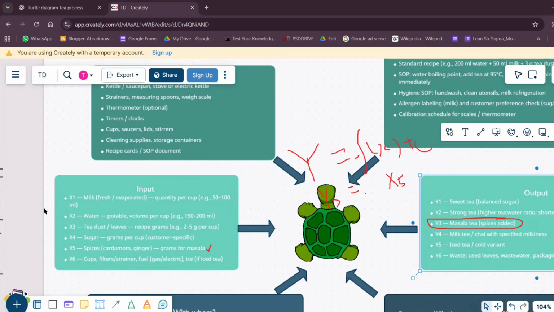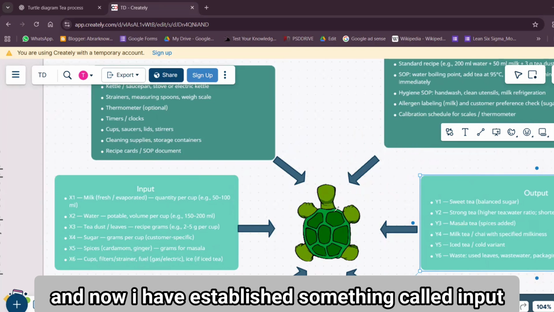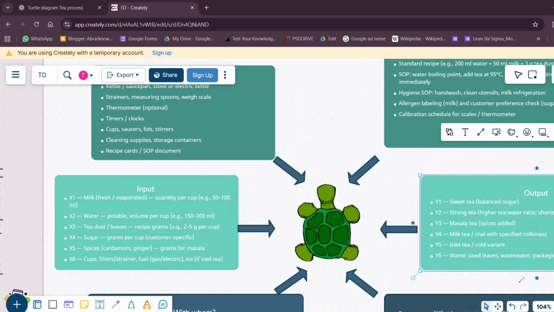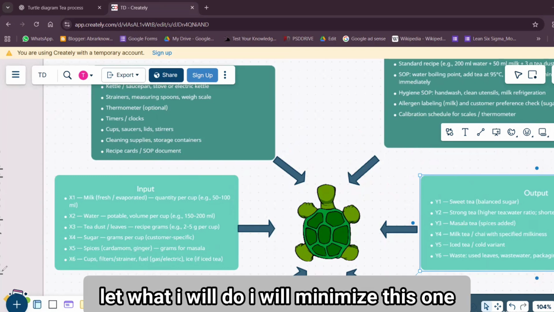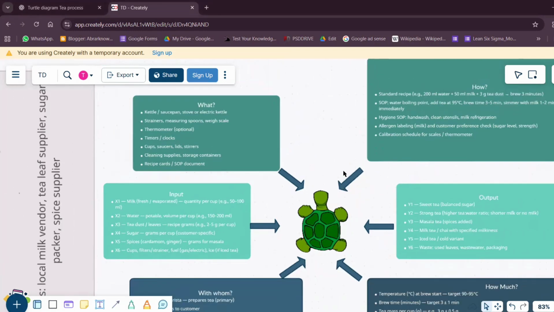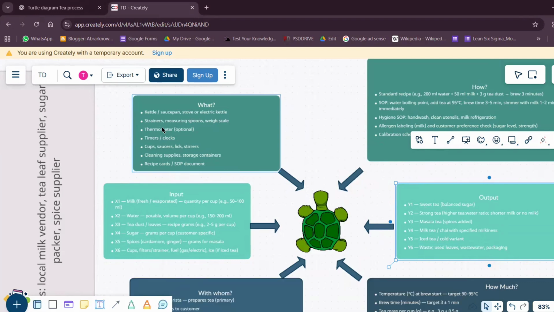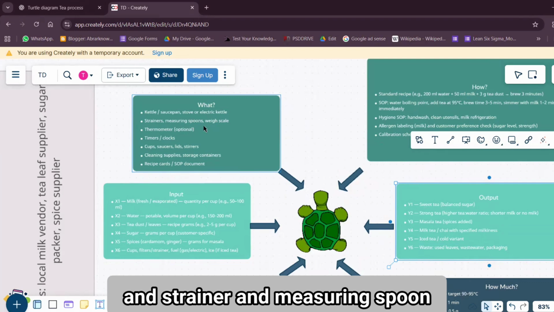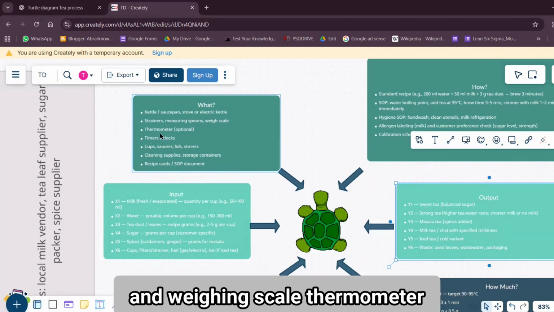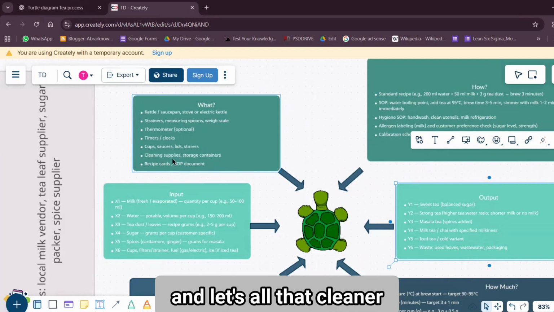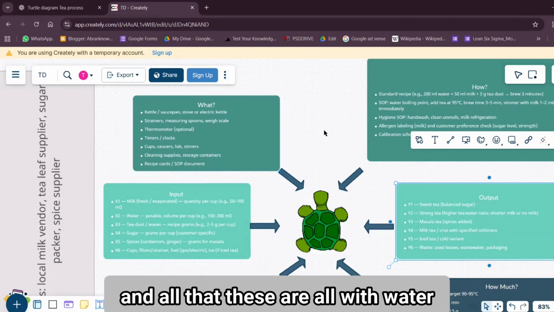Let's go further. Now I have established something called input and output. Let's go further on this left side first. What I will do is minimize this one. Here you have the kettle, then the stove, electric kettle, strainer, measuring spoon, weighing scale, thermometer, timers, clocks, cups, saucer, lids, cleaner and all that. These are all the 'with what'.